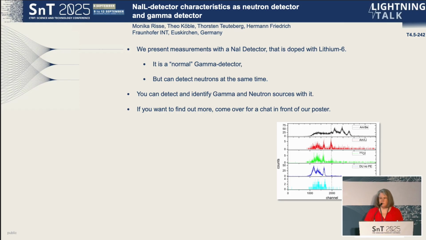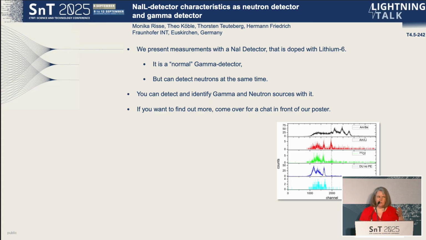Yeah, hello, my name is Monika Risse and I'm from the Fraunhofer INT in Germany, and I'm presenting today some measurements we did with a NaI detector. This is a sodium iodide crystal which is doped with lithium-6. So we have a normal sodium iodide detector which enables us to measure some gamma spectra, and we can also do, via nuclear reaction, some neutron measurements at the same time.